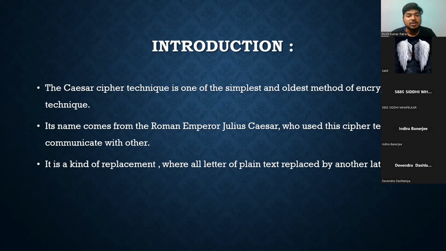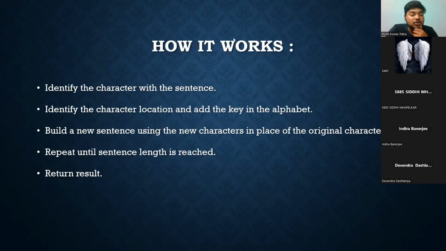So after that, we will see how it works. There are some steps. First, it will identify the character and sentence. After identifying the character and sentence, it will identify the location. That means for the character small a, the location is 97. So it will identify the location.